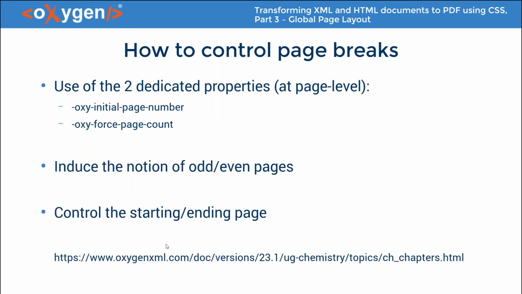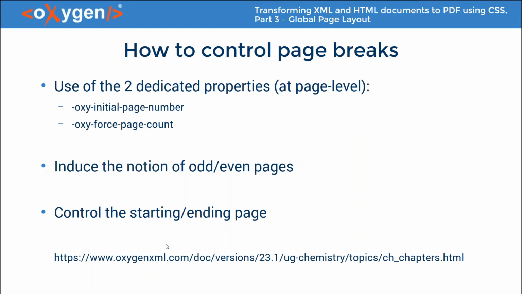Another thing you can do if you want to control the page breaks more globally is to define them at the page level. So this will be contained in the page rule, the at-rule elements, using two dedicated properties created for these specific situations, which are the oxy-initial-page-number and the oxy-force-page-count. Those two properties introduce the notion of odd and even pages.